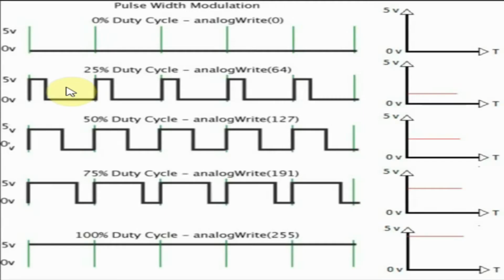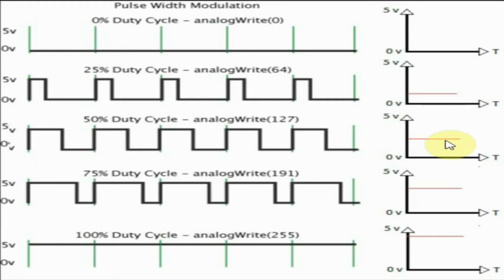Then let's see the second graph. In this graph, this is one time period. In this complete time period, the digital pin is on for some time, and then it is off. It means it provides 5 volts for some time and after some time it provides 0 volts. In the output, we can see the voltage is near 0 volts, but it's not 0. That means our LED connected to that pin glows at low brightness.